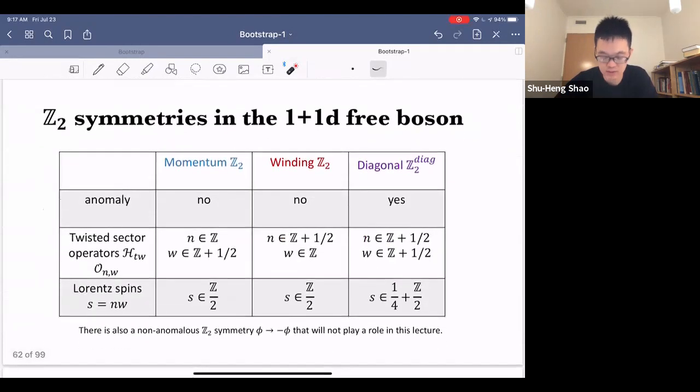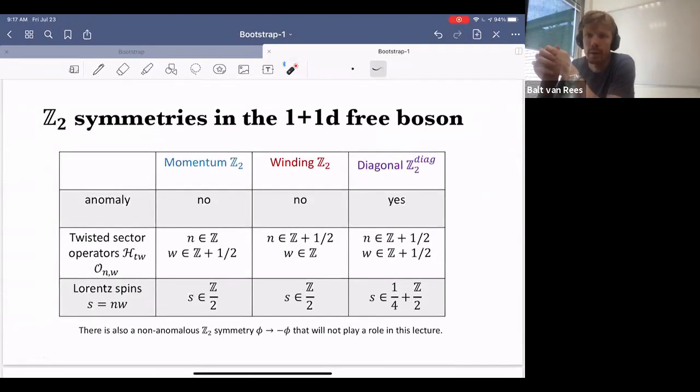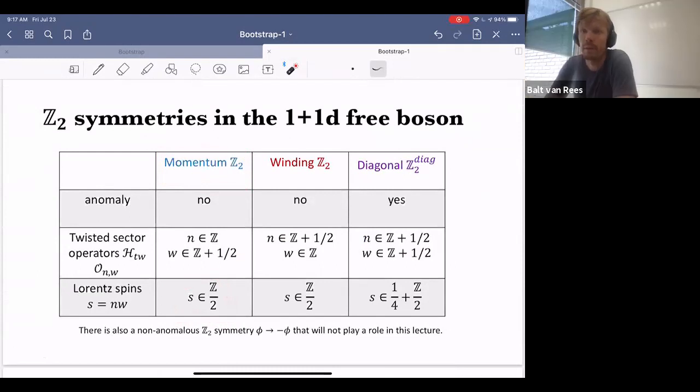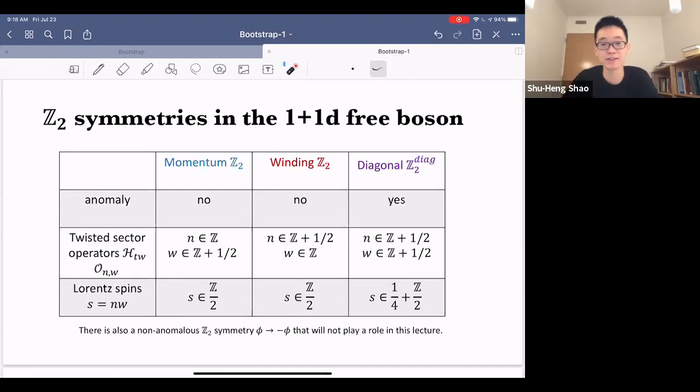Okay. That's good. So what is the necessary condition that we can understand from this table? I'm just saying that the fact that the momentum Z2 symmetry's twisted sector has integer spins is a necessary condition. There must be at least one operator in the twisted sector with integer spin. Is that a necessary condition for you to be able to gauge it? Actually, let me get to the next slide. I'm going to announce the result. I think we'll address this more properly.